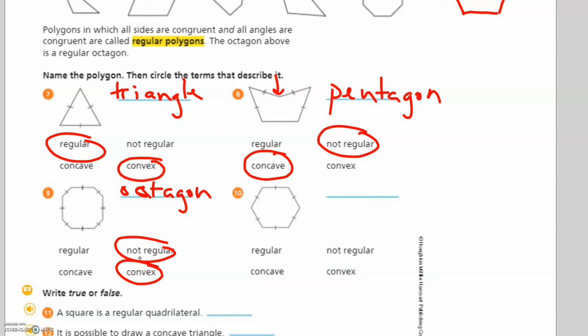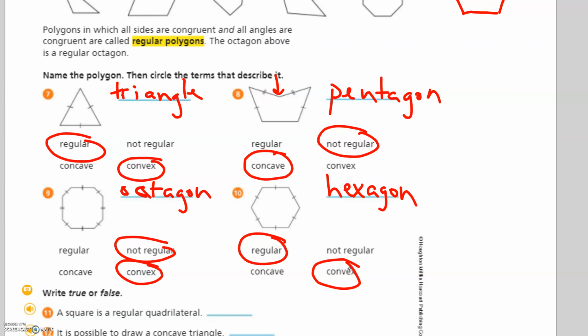Last one over here. Let's count. 1, 2, 3, 4, 5, 6. Hexagon. 6 sides. And they all have 1 little slash mark on them, meaning they're all the same length. So that means it's regular, and you know that when the sides are the same length, the angles opposite them are the same measure as well. And there's nowhere to go in. It's not concave, it's convex.